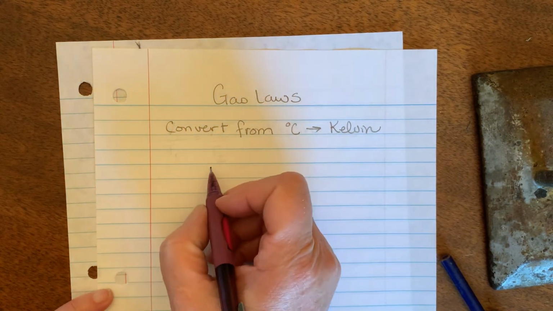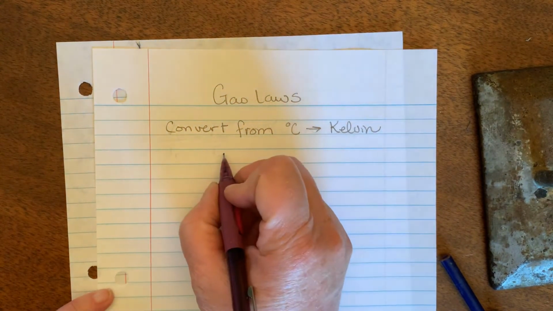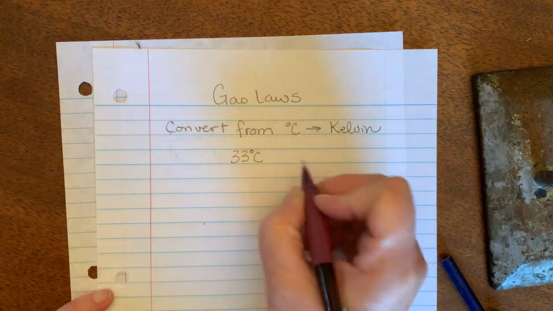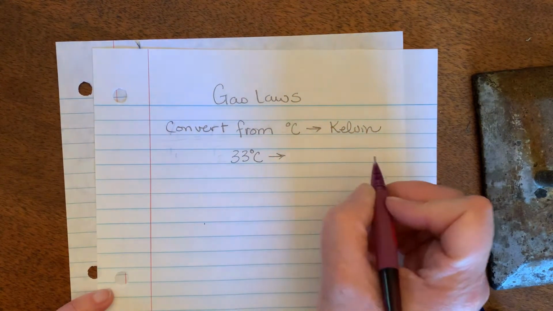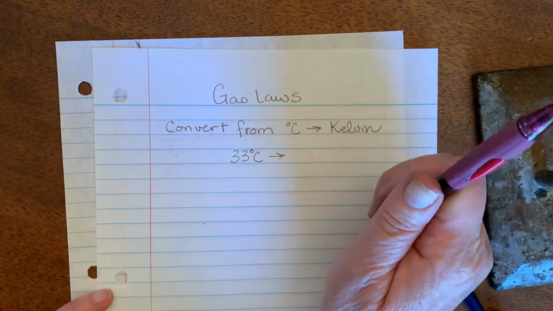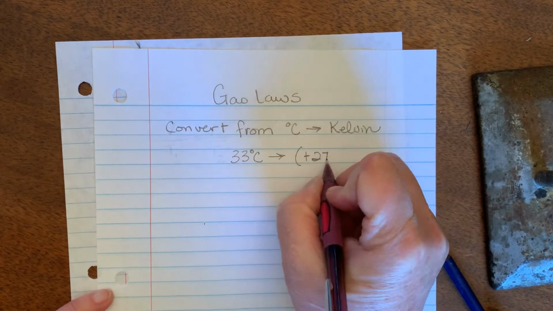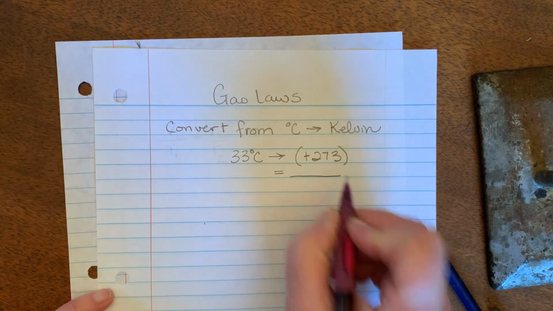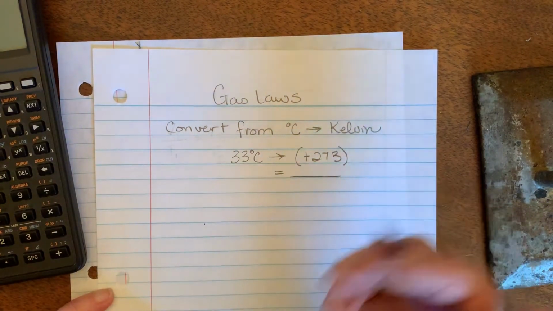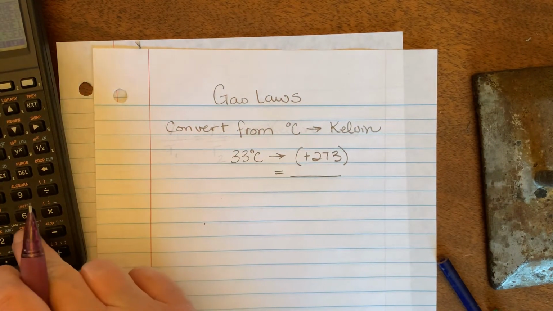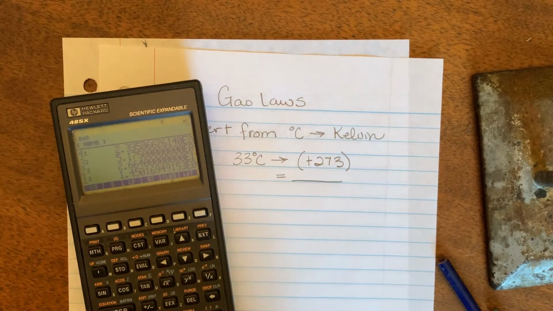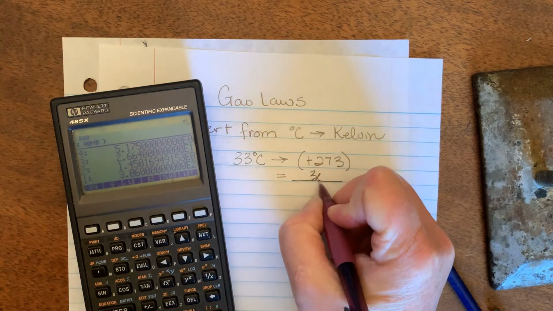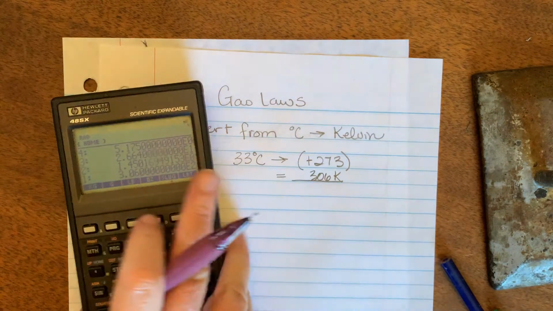So if we take any amount in Celsius, let's say we have 33 degrees Celsius, and we need to convert that into Kelvin, all we have to do is add 273 to whatever it is, and that will equal the amount in Kelvin. So pretty easy. You can write that 273 on your periodic table, so it's always handy for you. So let me show you. I'm going to take 33 and add 273 to it, and I get 306.